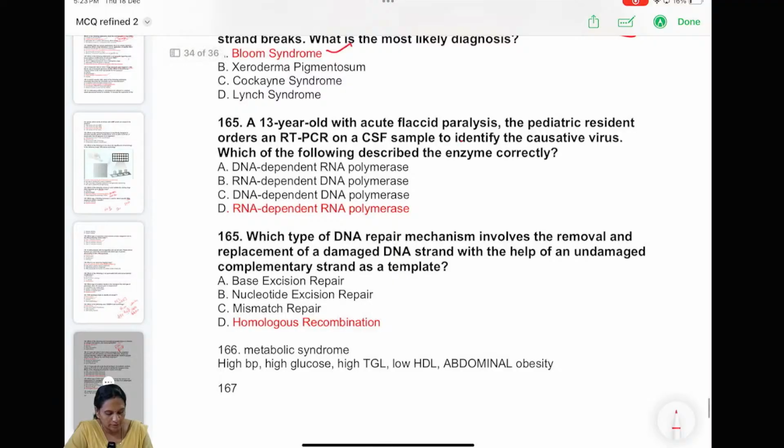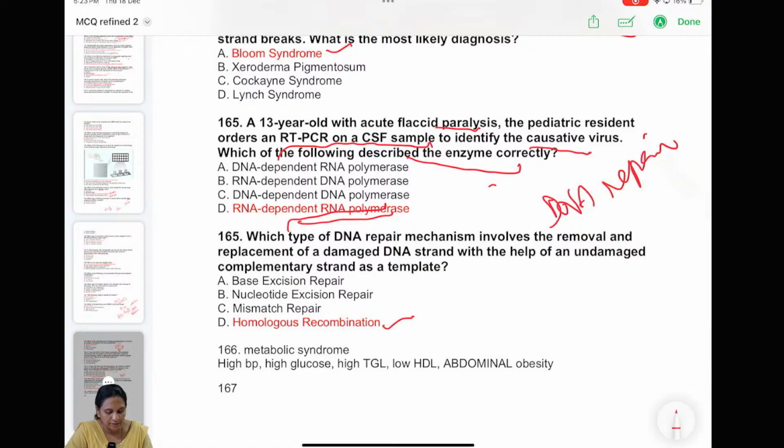Now, a 13-year-old with flaccid paralysis, RT-PCR on CSF sample to identify the causative virus. Which enzyme is described correctly? RNA dependent RNA polymerase, not DNA dependent RNA polymerase. Which type of DNA repair mechanism involves the removal and replacement of the DNA strand with the help of the undamaged complementary strand as a template? Homologous recombination. Concentrate a little on DNA repair. You have to know what the methods and types are, because many questions are asked.